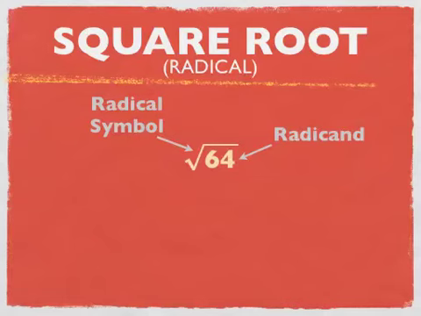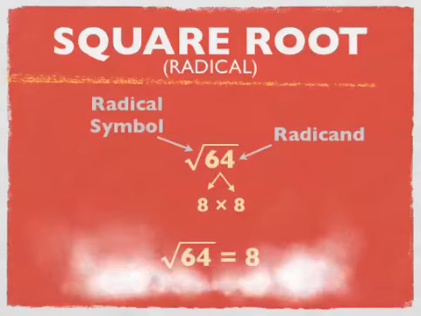If we're wanting to simplify or solve a square root, we're asking ourselves what number multiplied by itself equals 64. If you think about it, 8 times 8 equals 64. 64 is called a perfect square because a whole number times itself equals 64. So in this case, the square root of 64 is 8.